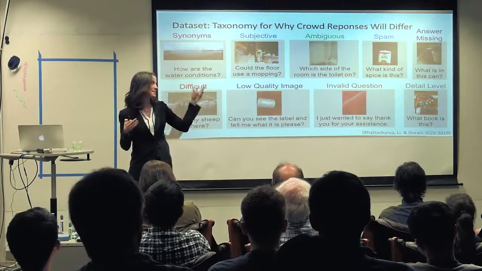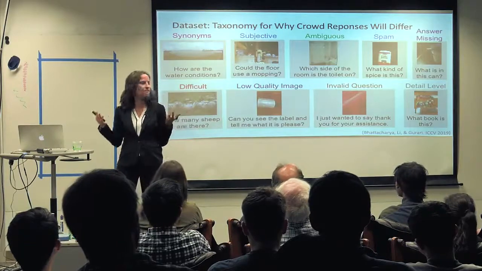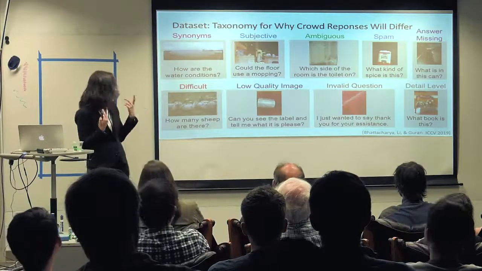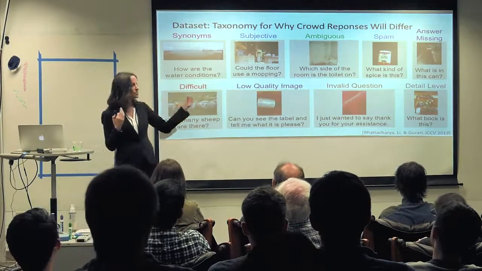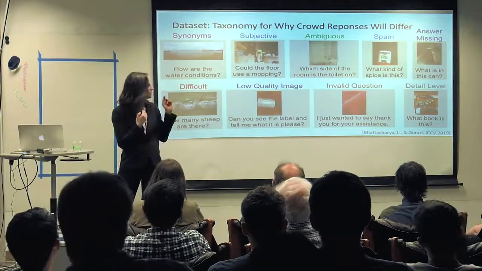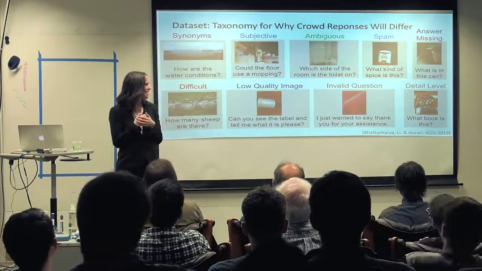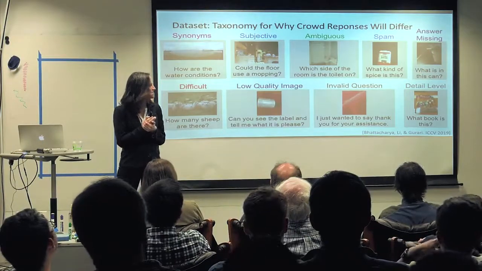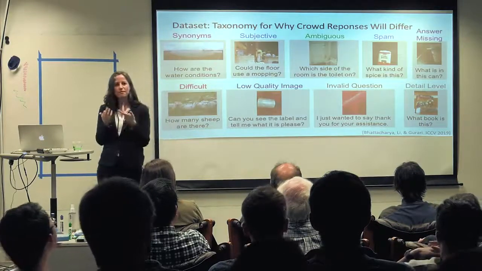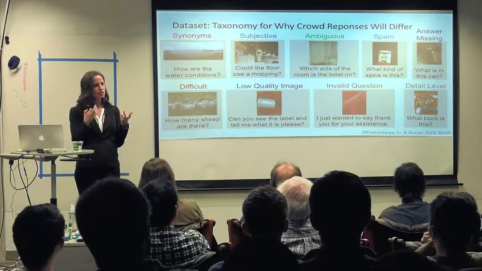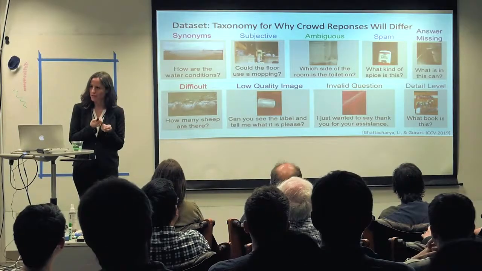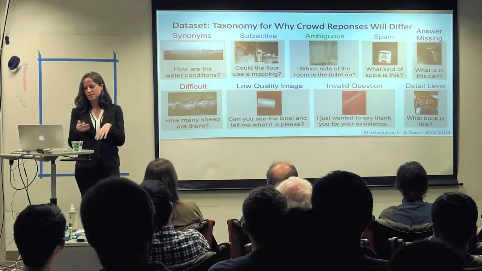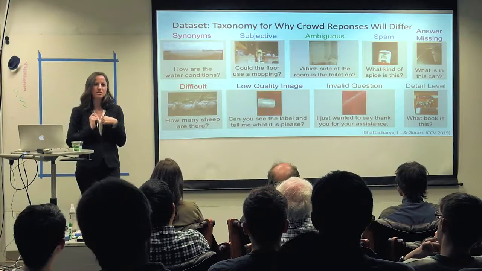Other times the answer was just missing. You can't find evidence of the answer in that image. Visual question could be super difficult. How many sheep are there? Low quality images makes it a little bit harder for people to come to agreement. You sometimes just have an invalid question. I just wanted to say thank you for your assistance. People don't know how to respond. And then detail level, especially when you have text present in that image, people offered different amounts of detail and how much they copied over from the image to provide as an answer. So what book is this? Some people just said the title, others gave the subtext as well.